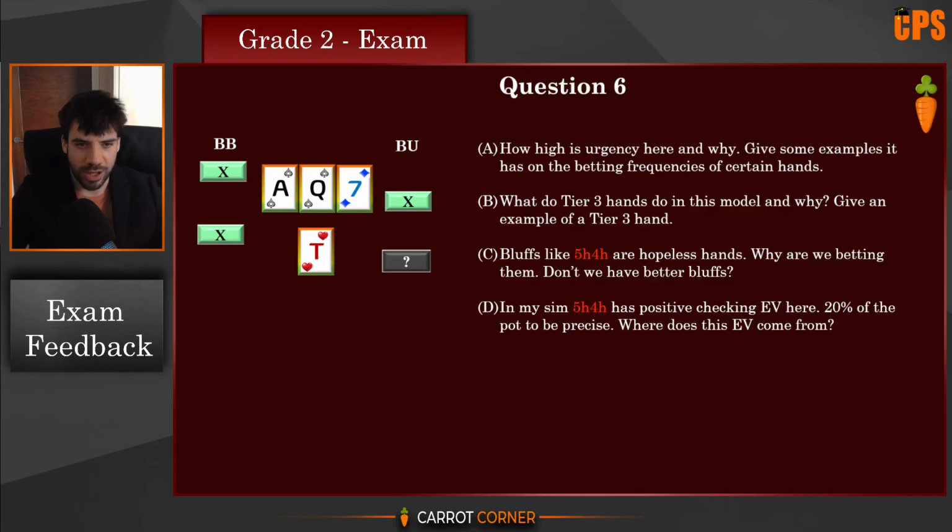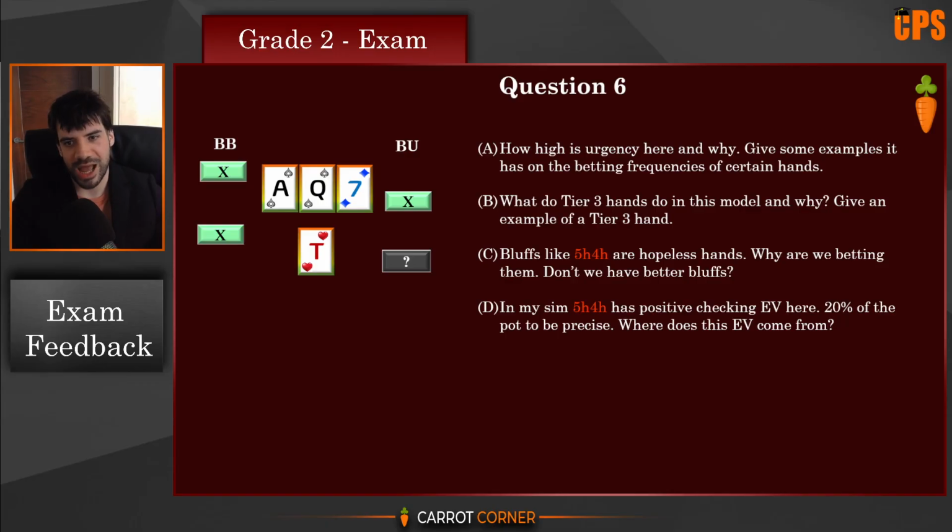Question 6 has quite a lot to do with urgency. This is a double barrel possibility, button versus big blind. And question A asks us how high urgency is here, and to list some examples that it would have on the betting frequencies of certain hands. So basically compare how urgent it is in position for some hands to go for value, where our hands basically pure betting. You can compare that with out of position as well.